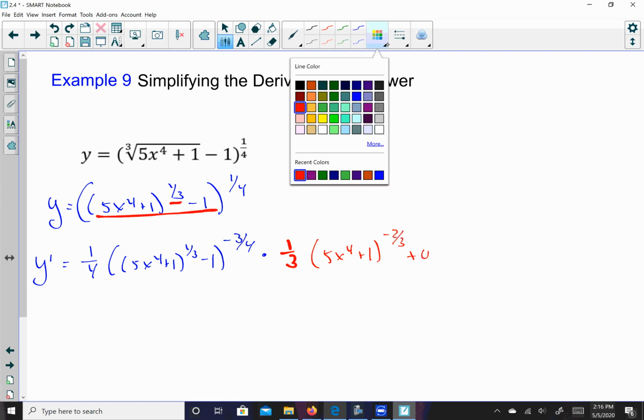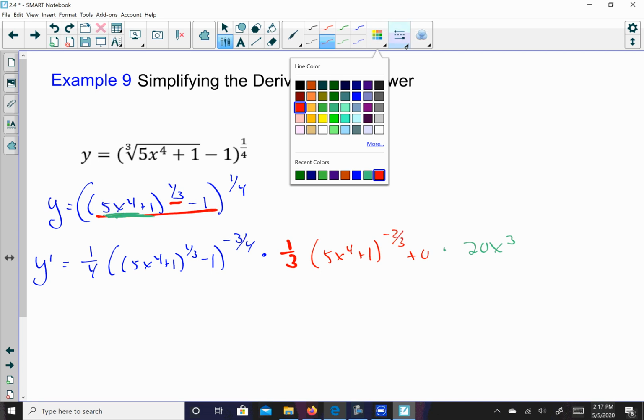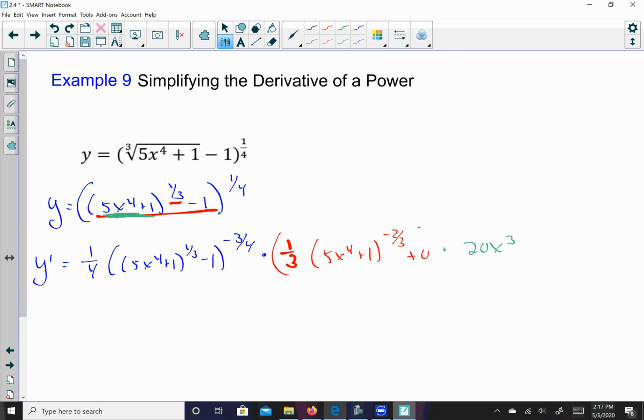And then the next thing I have to do to take the derivative, I have to take the derivative of what's inside here. So the derivative of what's inside here is going to be, this will be times 20x to the 3rd. So this should be like, there should be a parenthesis around it.